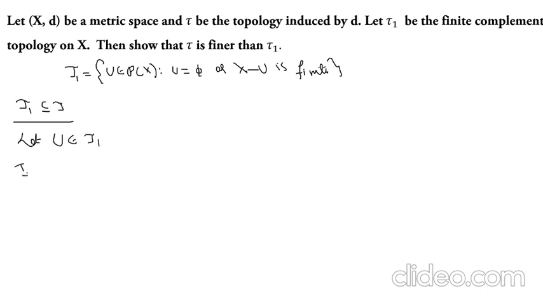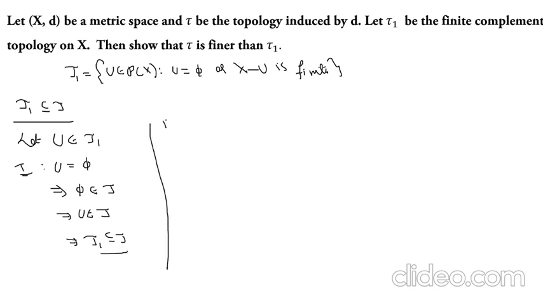Case 1: U may be empty. U is empty, and we know that the empty set is open in (X, d). Therefore we can clearly say that phi belongs to tau. That implies U belongs to tau, and in that case we can say that tau 1 is a subset of tau. So move on to the second case.